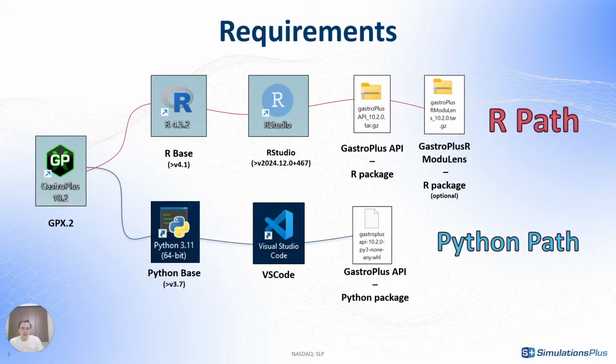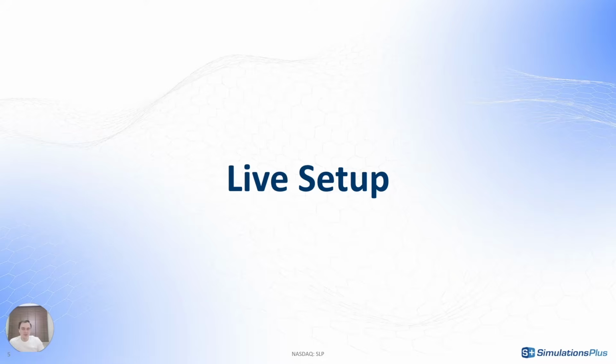So what you need for the GastroPlus API. First of all, you need at least GastroPlus 10.2 version. For the R path, you need an R base, you need an IDE, which we will demonstrate as RStudio, and you need a GastroPlus API R package. You can also install the GastroPlus R modules package, but that's optional. For the Python part, you need a Python base, you need an IDE, in this case we will show Visual Studio Code, and you need a GastroPlus API Python package. So let's continue with the live setup.